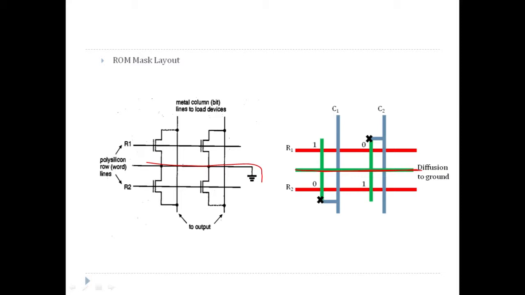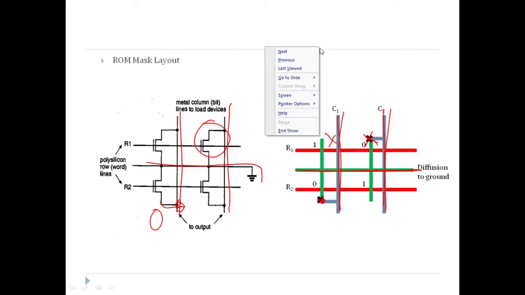Here there is no drain connection, so you won't find any connection here. But here there is a drain connection, so you can see a buried contact between the metal and the column. Okay, one more thing. These bit lines are fabricated using metal lines, metal C1 and C2. Wherever there's a drain connection, or wherever you want to store zero, a buried contact is created. So like this buried contact is created here. Okay, so this gives you a stick diagram.